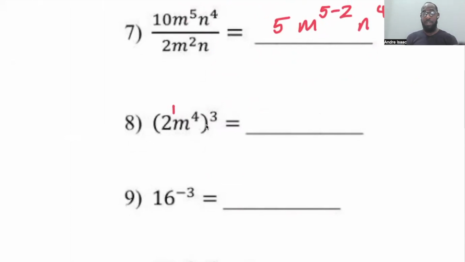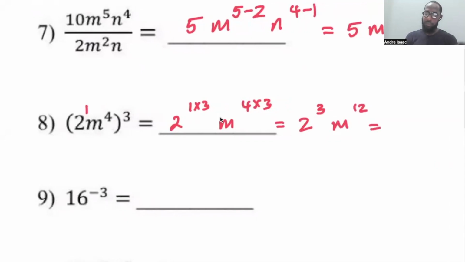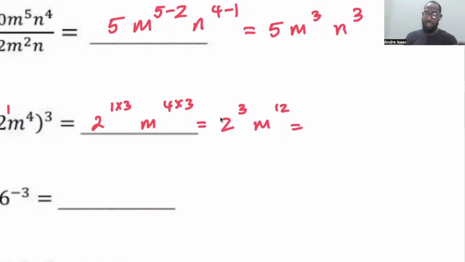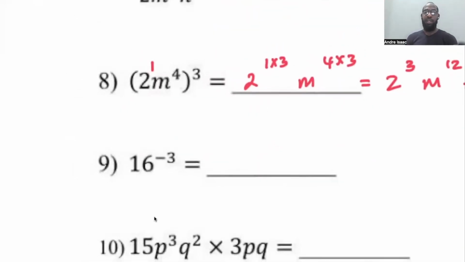Bracket means multiplying, and you have to multiply the powers. So we have 2 to the power 1 times 3, and we have m to the power 4 times 3. We must multiply the power of 2 by the 3 outside, the power of 3. So this is equal to 2 to the power 3, m to the power 12. 2 2s are 4, 2 4s are 8, so 8m to the power 12.